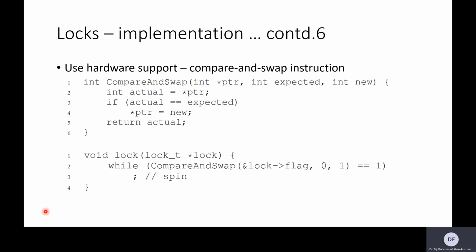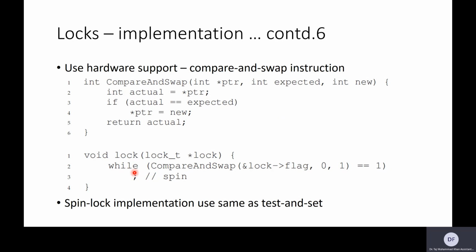Similar to test and set. We don't study the unlock or release function because it's the same. We just write 0 to flag. The interesting part is this lock or acquire function. So yeah, again it is using a spin lock. So it's the same in terms of correctness and performance as the test and set implementation.